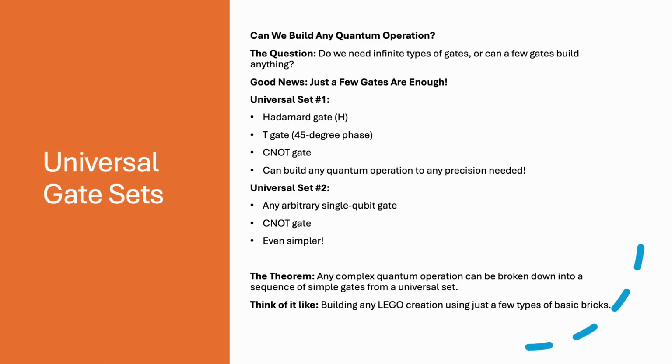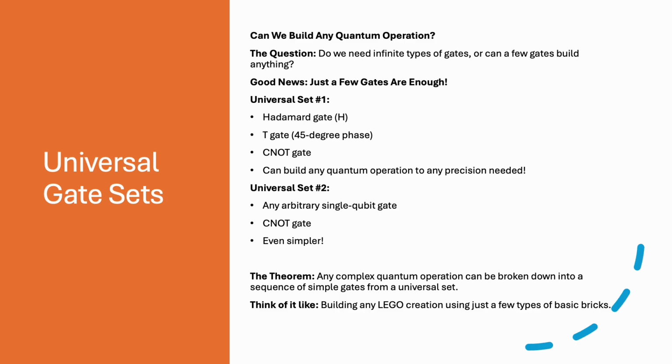An important theoretical question in quantum computing is how many different types of gates do we need? Can we build any possible quantum operations with just a small set of gates, or do we need infinitely many different gates? The answer is encouraging. Just a few gates are enough.